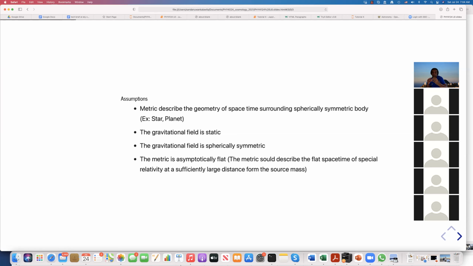Now, if that is the case, let's say you make r go to infinity. That means you are looking at a far away distance from this spherically symmetric body. And if that is the case, this metric should reduce to the Minkowski space metric, or the flat space metric, right? So that is what I mean by this phrase, the metric is asymptotically flat, right?